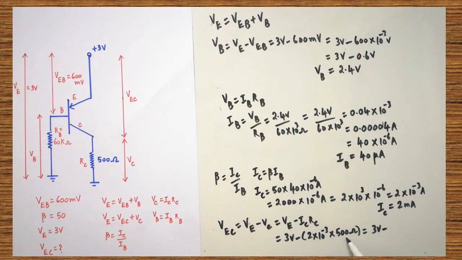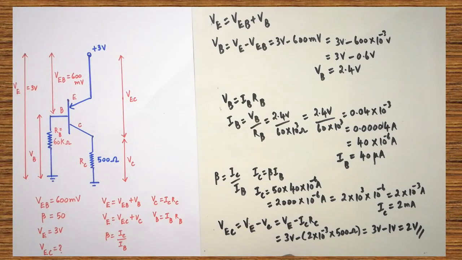So after simplification, 3 volt minus here 2 into 500. 2 into 500 is how much? 1000. 1000 into 10 to the power of minus 3 is 1. Therefore this part gives you 1 volt. 3 volt minus 1 volt is equal to 2 volt. So this is the final answer that is to be arrived. This is nothing but VEC.